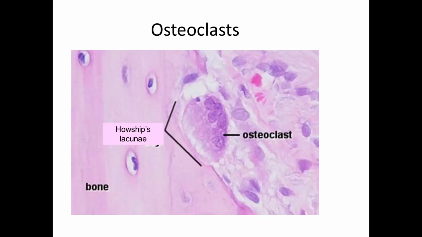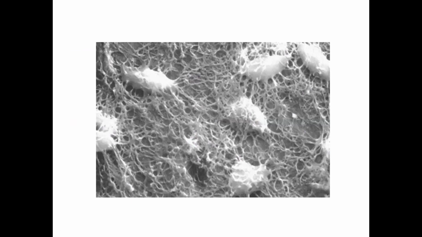Here you see an H&E section of an osteoclast. These are its multiple nuclei, and that is the cytoplasm. And this is what we call the Howship's lacunae, like a small cave in the bone matrix. So that is the bone on this side. This is an electron micrograph of osteoclasts.